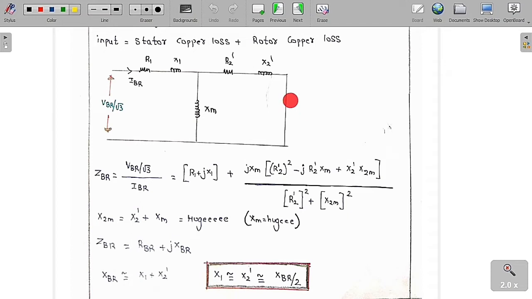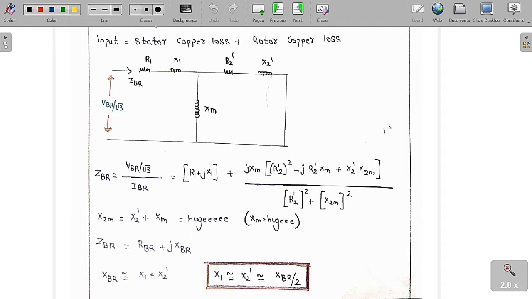So you can see clearly that the no load test is basically like the open circuit test, and the blocked rotor test is basically like a short circuit test. So you can do a similar analysis with respect to the transformer.